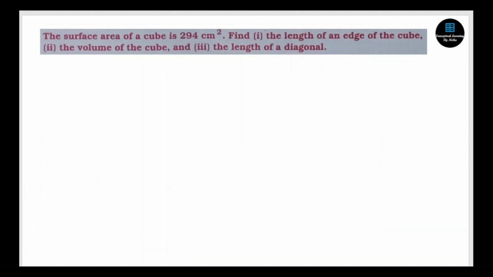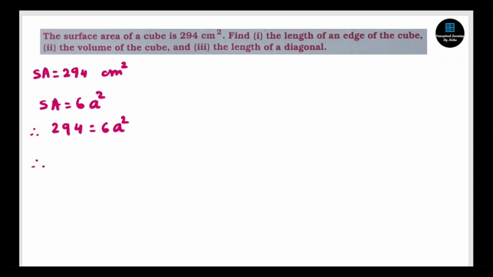Now coming to the next question. So we are given the surface area of a cube. Surface area is given as 294 centimeter square. And now we have to find the length of the edge of the cube. Alright. So surface area is nothing but 6 times a square, or h square, you can say. This is given as 294 equals 6 a square, right? Now when I divide by 6, a square equals 294 divided by 6. Alright, so what do we get when we simplify? 49, right?